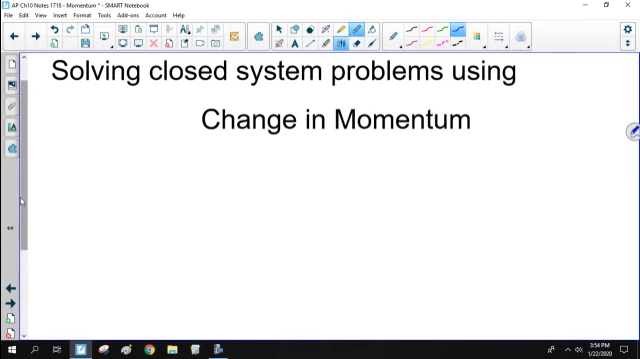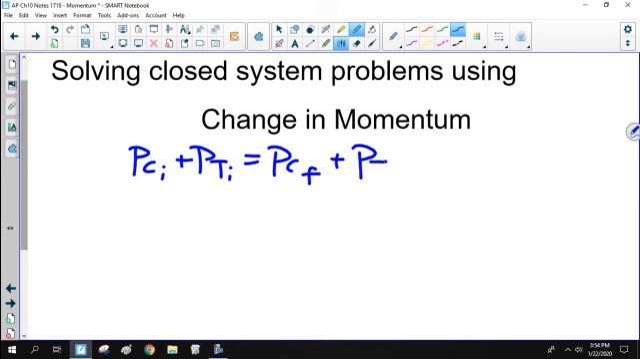Here's what we just did in the video. So we looked at the total momentum before the collision and the total momentum after the collision. And what we said was that the momentum of the car before the collision plus the momentum of the truck before the collision has got to equal the momentum of the car after the collision plus the momentum of the truck after the collision, right? Now, if we rearrange these a little bit, here's what I'm going to do. Let's get all the car stuff on one side and all the truck stuff on the other, okay? Let's subtract PTI from both sides. And let's subtract PCF from both sides.